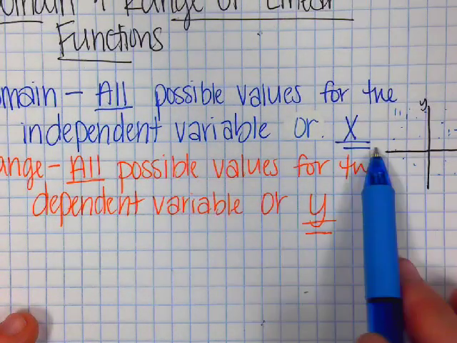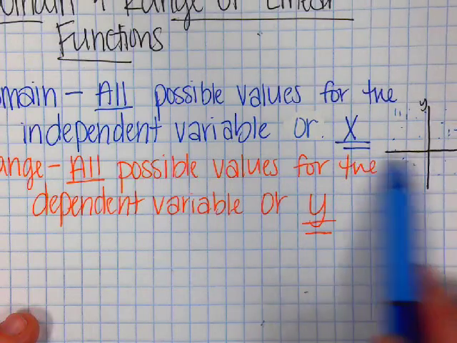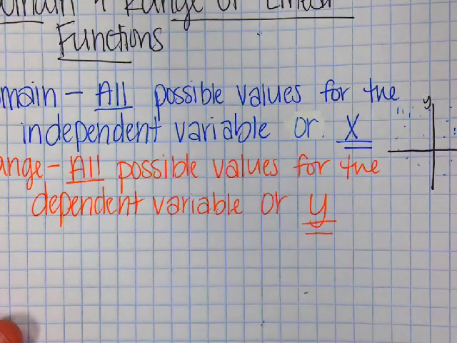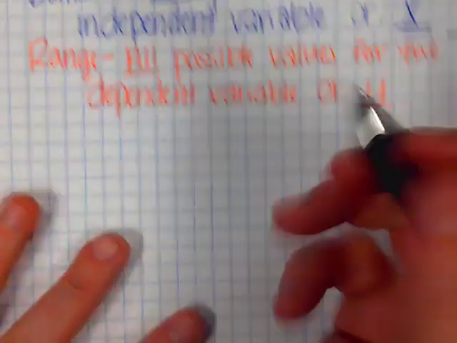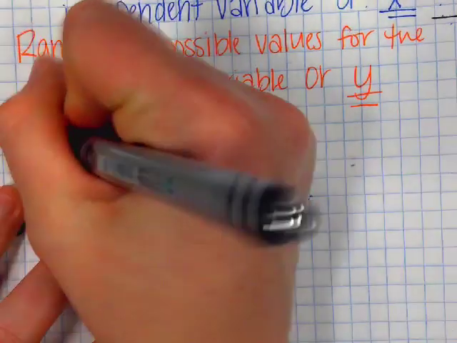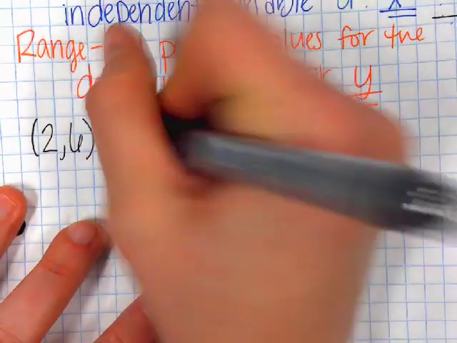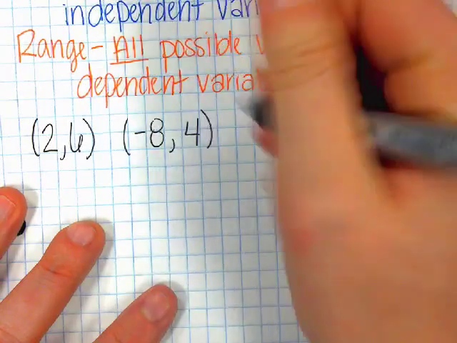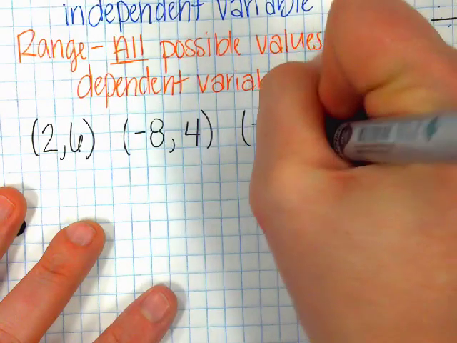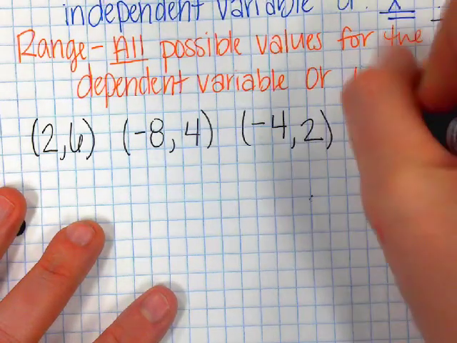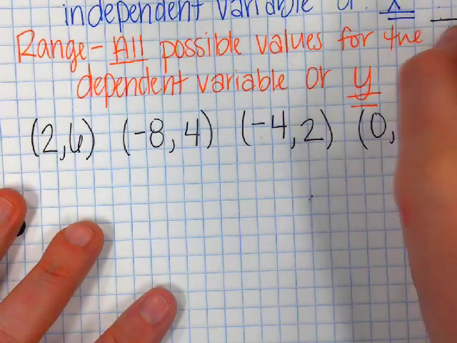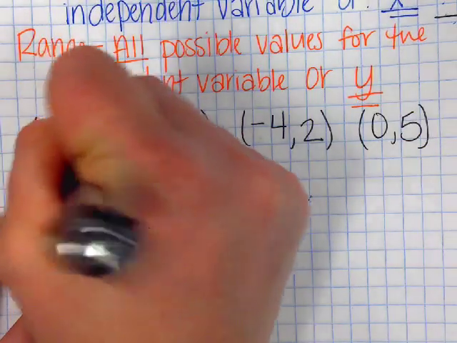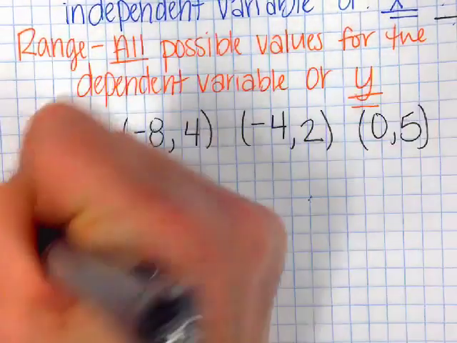So domain is along the x-axis. It's all of the values for x. Range are all the values for y. So there are a couple of ways you can see it. If I gave you the points (2, 6), (-8, 4), (-4, 2), and (0, 5), and I said give me the domain and the range.